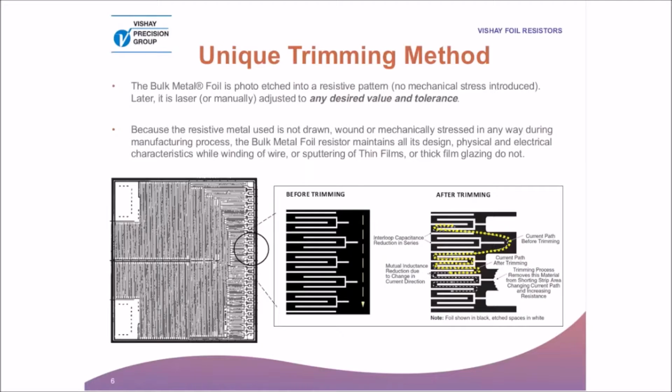When these tabs are removed, current flowing in the resistor element is forced to take a longer route, and thereby the resistance of the resistor increases. And by this process of removing these trimming tabs, we introduce different amounts of resistor element, and we trim up to the desired value, the value of the resistor ordered by the customer.